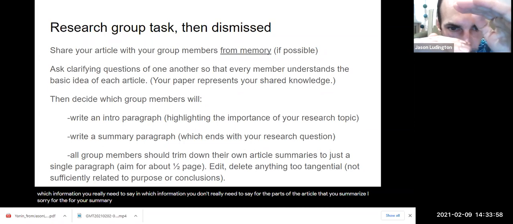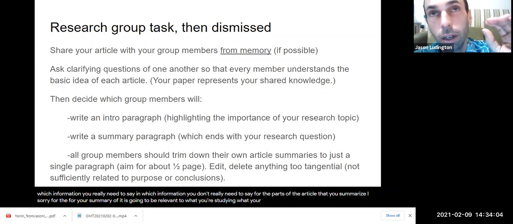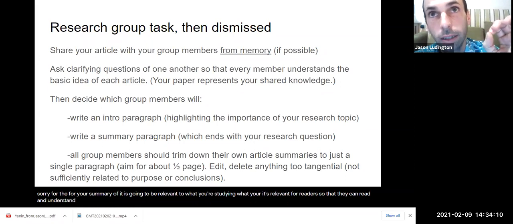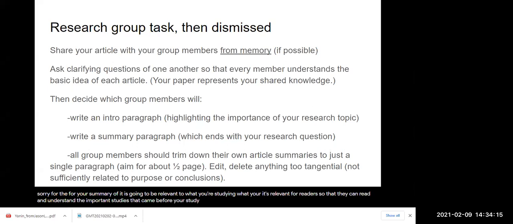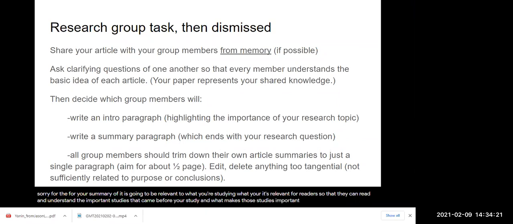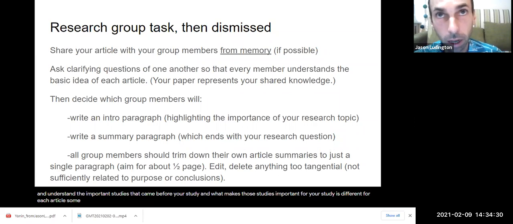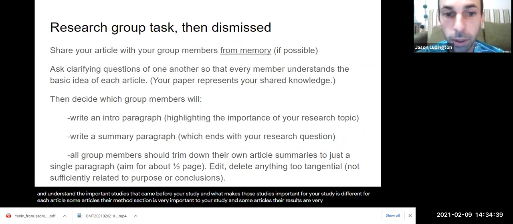Part of it is going to be relevant to what you're studying. It's relevant for readers so that they can read and understand the important studies that came before your study. And what makes those studies important for your study is different for each article. Some articles, their method section is very important to your study. And some articles, their results are very important for your study.